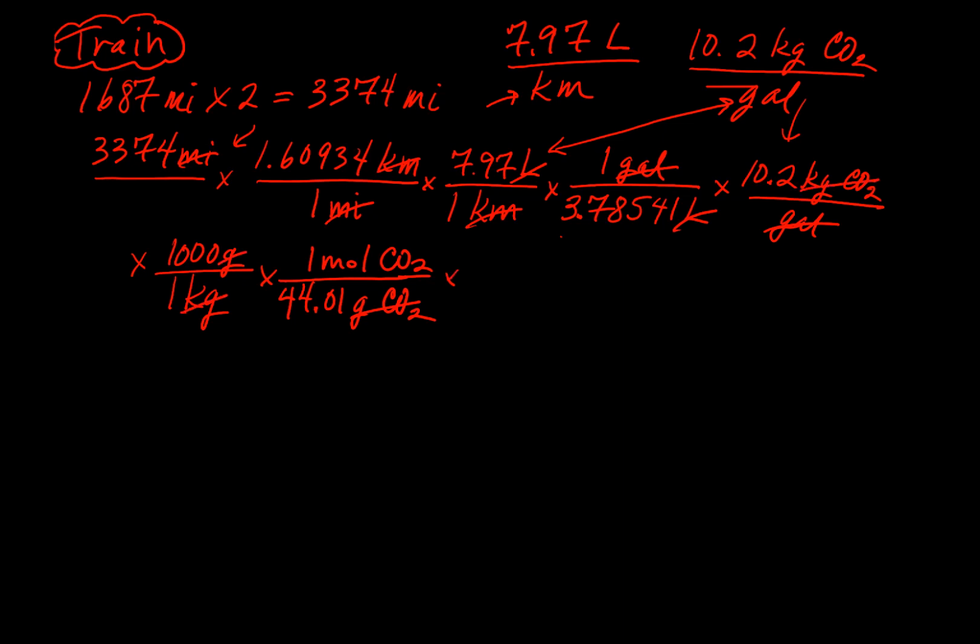You have moles of CO2, and then your last step is to use Avogadro's number and say in every 1 mole, I have 6.022 times 10 to the 23rd molecules. Now moles will cancel. Looking at my answer key, it appears I made a mistake here because I did not multiply by Avogadro's number in my key. So I'm going to do a quick calculation here in real time.